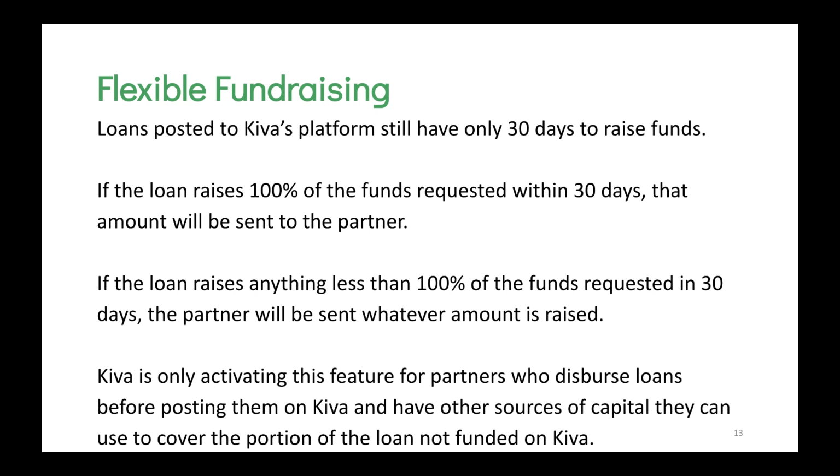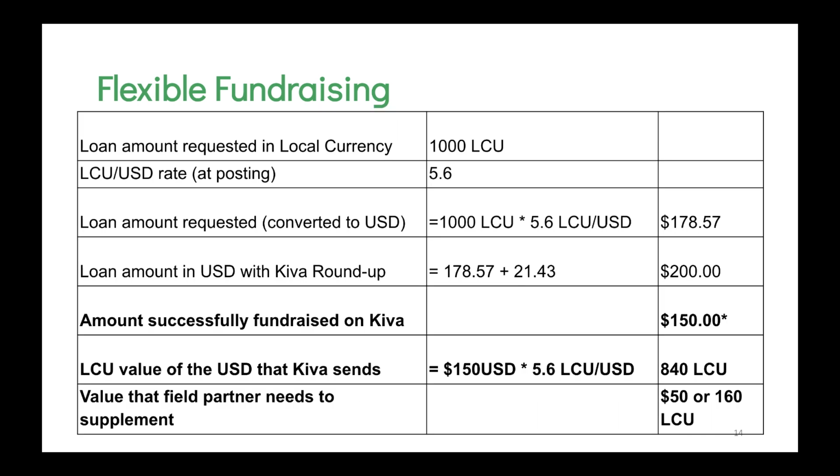Let's walk through an example. A loan is submitted on Kiva's website for 1,000 local currency units, and the exchange rate on that day is 5.6 local currency units to one US dollar. The amount is converted to US dollars and rounded up to the nearest $25 for a total of 200 US dollars to be posted on Kiva's website.